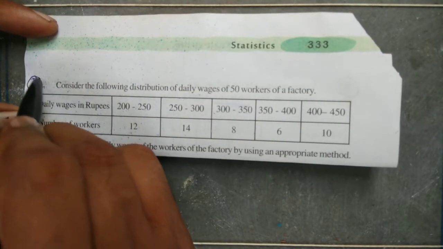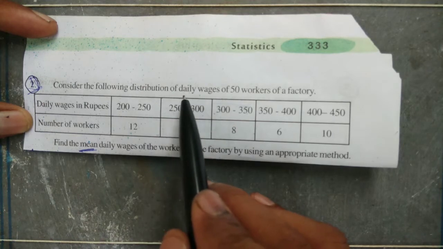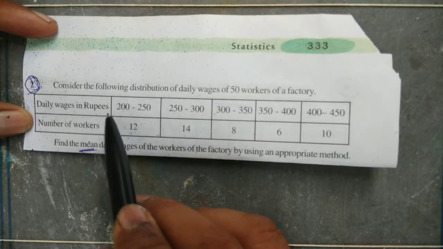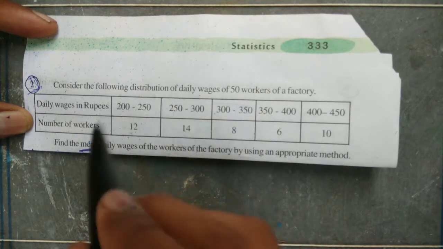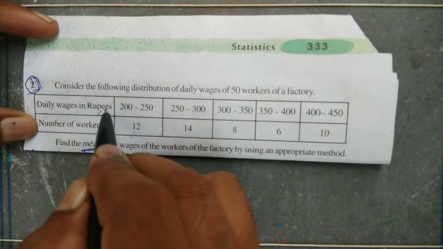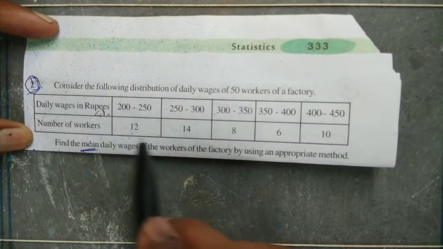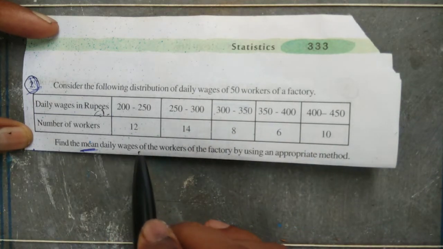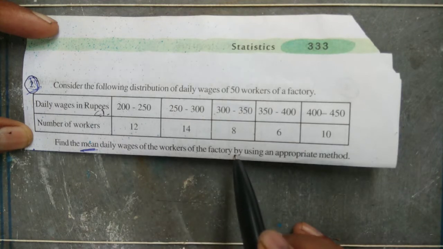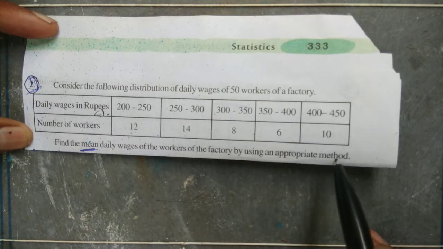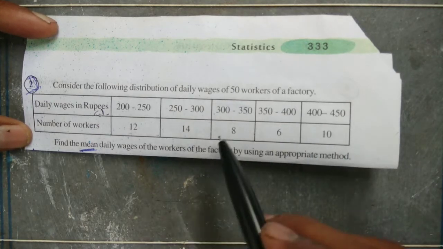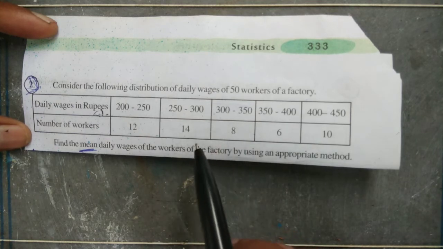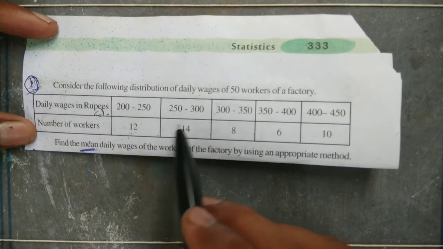Question number 2. Consider the following distribution of daily wages of 50 workers of a factory. Daily wages in rupees are given, these are class intervals. Number of workers is given in the second row. Find the mean daily wages of the workers of the factory by using an appropriate method. Here we have bigger values, bigger observations. That's why we have to use the deviation method.